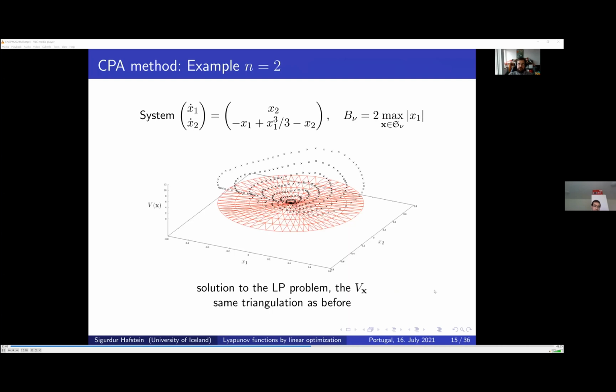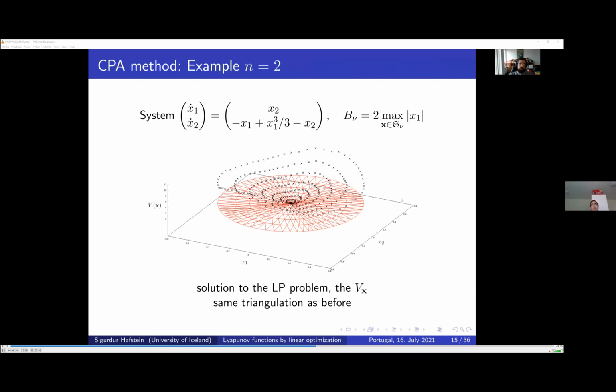Okay, just to show how this works in action, we take here some two-dimensional system. It's simple to get the upper bounds on the second order derivatives. We will automatically generate our domain and the triangles, and we generate our linear optimization problem. We solve it with some solver.